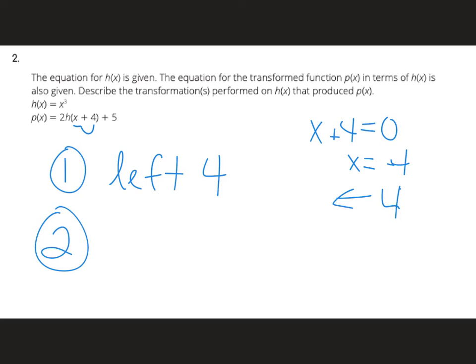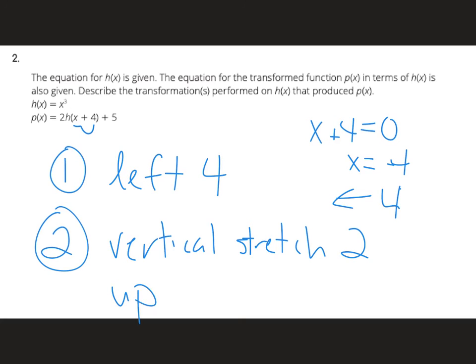My second thing is vertical stretch by 2. And then up 5. Those are my vertical transformations. So vertical stretch by 2, multiply all the y values by 2 so things get taller, and then add 5, so move the whole graph up. That would be what's going on. That would be a good explanation. There are other ways to verbalize some of this, but that would be, I think, the easiest way to think about it.